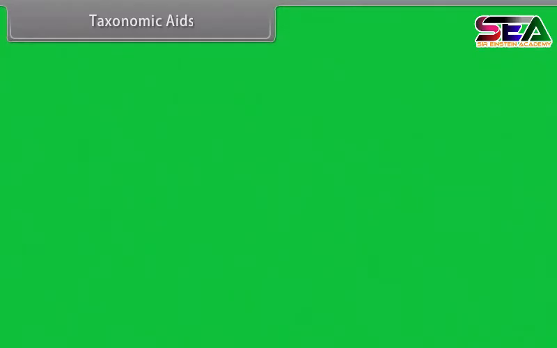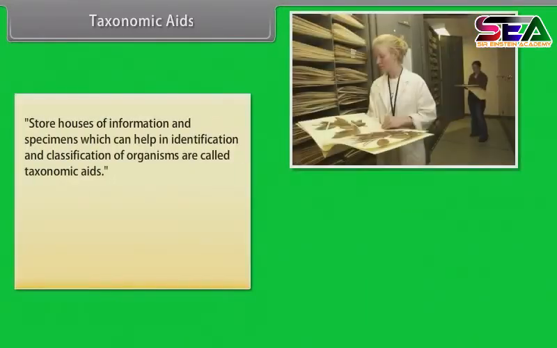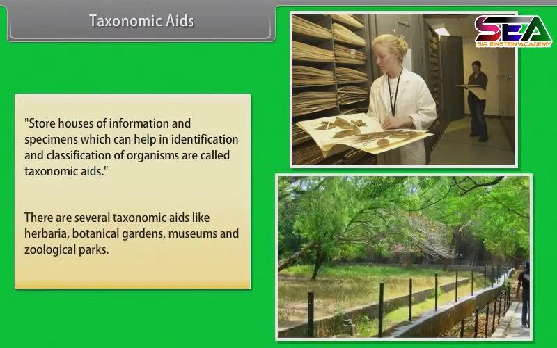Taxonomic Aids. Storehouses of information and specimens which can help in identification and classification of organisms are called taxonomic aids. There are several taxonomic aids like herbaria, botanical gardens, museums, and zoological parks.